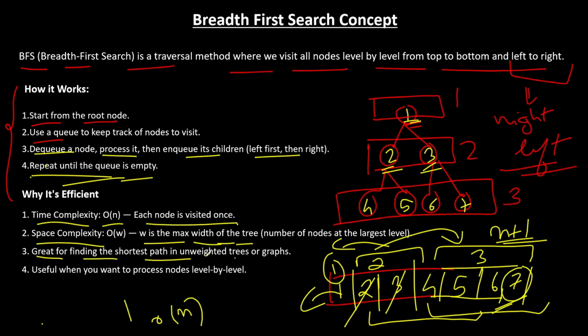Great for finding the shortest path in unweighted graphs or trees. Useful when we want to process nodes level by level. Okay, this is a simple explanation of how breadth first search works.